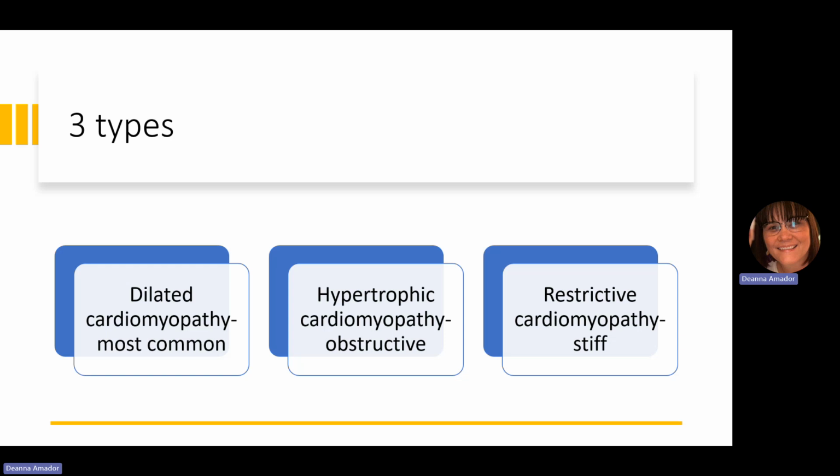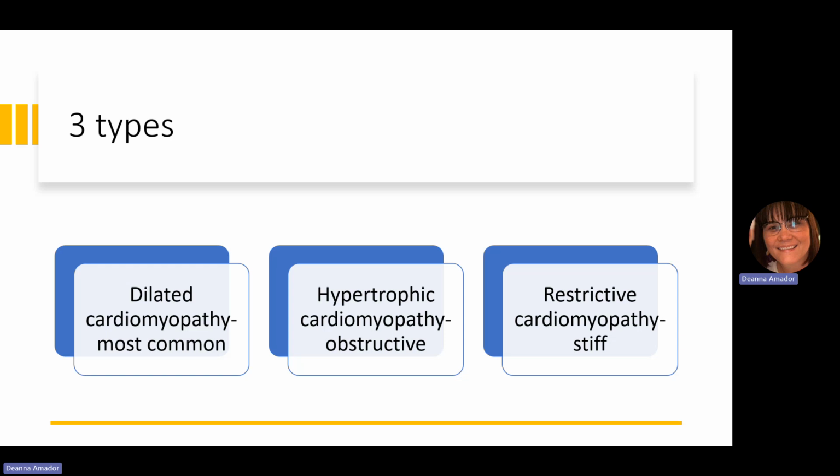Typically, there are 3 different types of cardiomyopathy. You have dilated cardiomyopathy, which is the most common type. Then hypertrophic cardiomyopathy, or obstructive cardiomyopathy, is the kind that you hear about when athletes just kind of drop. Everything gets very, very stiff. So that's with the obstructive cardiomyopathy.